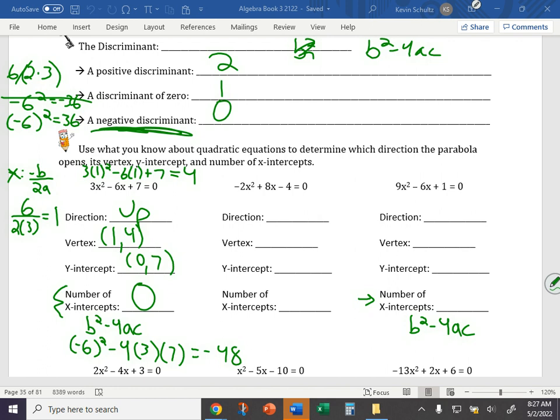So b is negative again, so the parentheses are required. -6 squared minus 4 times 9, our A term, times 1, our C term.